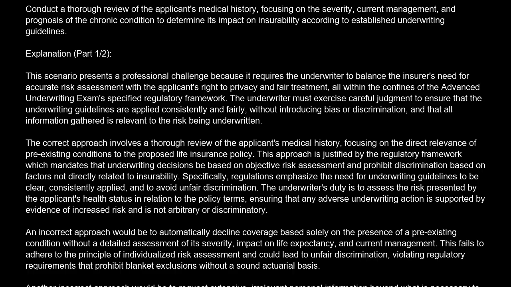An incorrect approach would be to automatically decline coverage based solely on the presence of a pre-existing condition without a detailed assessment of its severity, impact on life expectancy, and current management. This fails to adhere to the principle of individualized risk assessment and could lead to unfair discrimination, violating regulatory requirements that prohibit blanket exclusions without a sound actuarial basis.